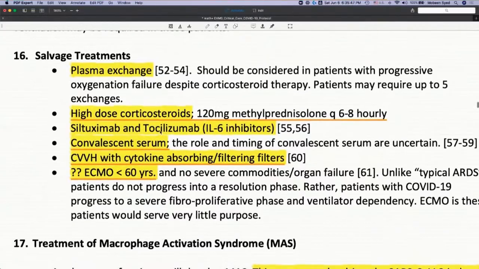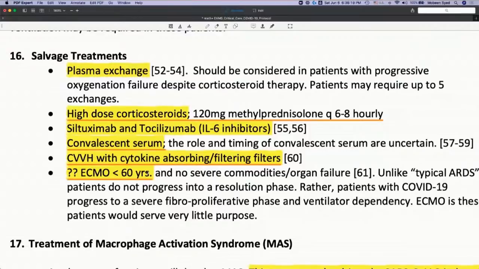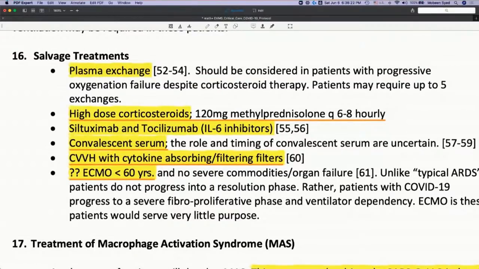Then do you see here tocilizumab? So we talked about it, an IL-6 inhibitor. So tocilizumab is given, or siltuximab, which is also an IL-6 inhibitor. So I misspoke a few minutes ago about remdesivir, that it is an IL-6 inhibitor. Remdesivir is that adenosine analog in the RNA, which helps disrupt the viral replication. Convalescent plasma, the role and timing of the plasma are uncertain, but still convalescent plasma is useful.